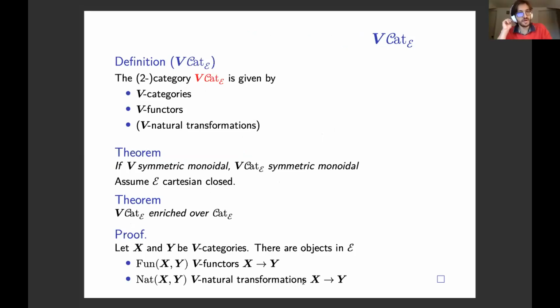Yes, absolutely. So VCat is an external category, and I'm not going to internalize that. And Cat E is an external category. So yes, this is a plain old, good old enrichment. No internal nonsense here. But okay, the construction, of course, of the object of functors and the object of natural transformations, that has to be internalized. Yes, yes.